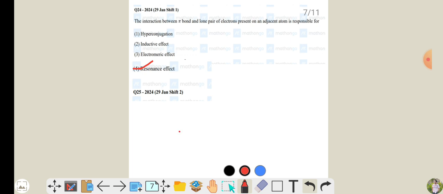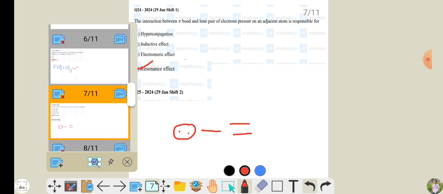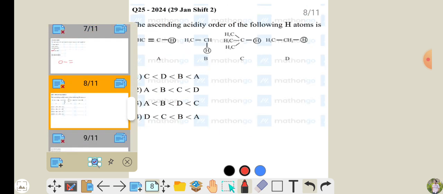Like this: lone pair is there, then single bond and double bond. This is known as what? Resonance effect. So simple question. So we move to the next question. Then what is the next question?